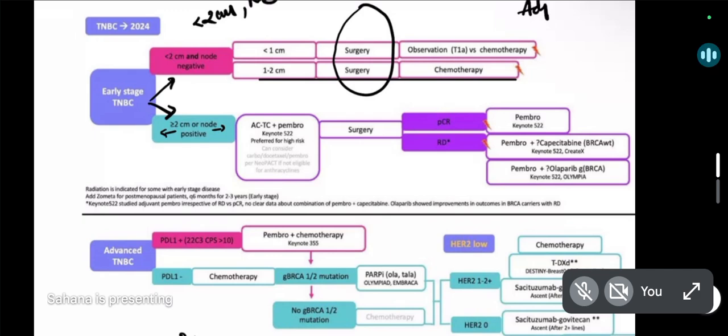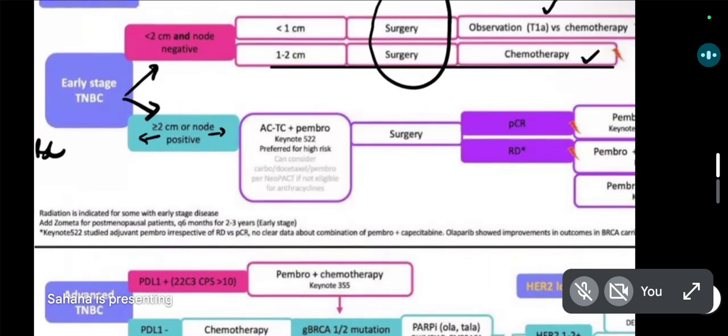Less than 2 centimeter node negative, you can do upfront surgery. Then if it is less than 1 centimeter, so subcentimetric, you can have an option of observation. Beyond 1 centimeter, you will give chemotherapy because it is TNBC. For more than 2 centimeter and lymph node positive, chemo immuno trial with keynote 522.